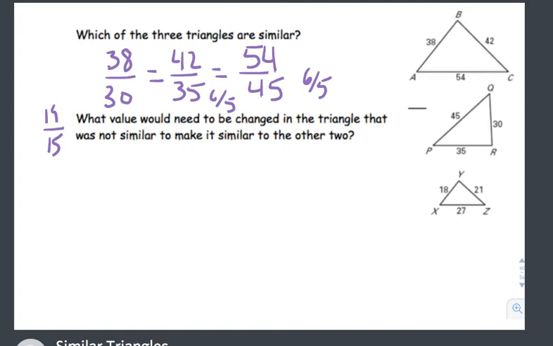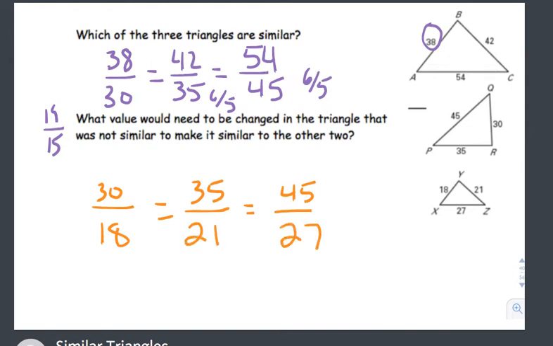Let's compare the second 2 triangles. Again, I'm going to put them in order. Small to large, 30, 35, and 45. And then it'll be 18, 21, and 27. And when we reduce, we get 5/3, and 5/3, and 5/3 for each of these. And since these do match, they are similar. The scale factor would be 5/3 if they'd asked us for the scale factor.